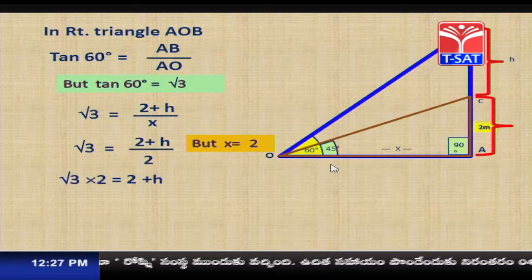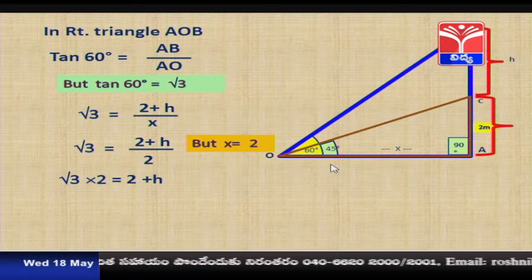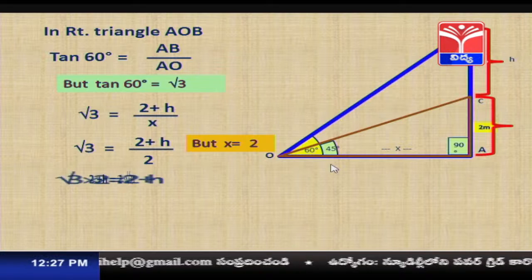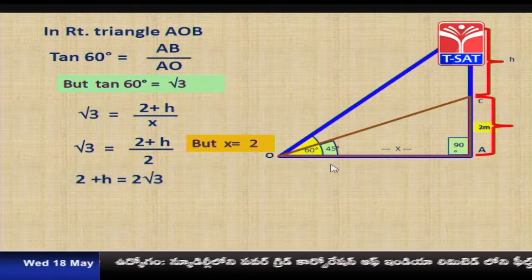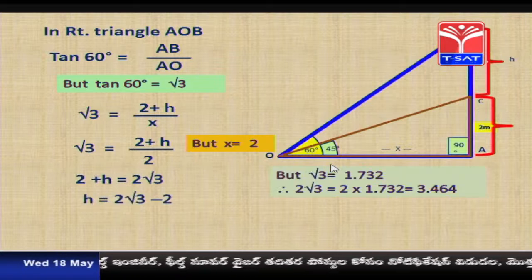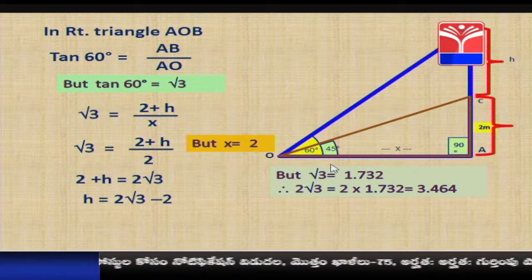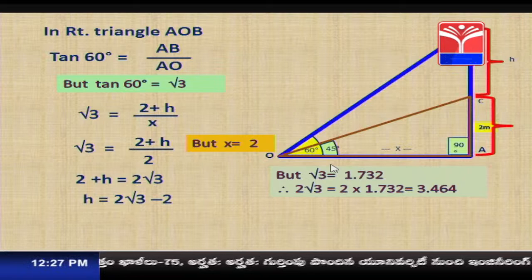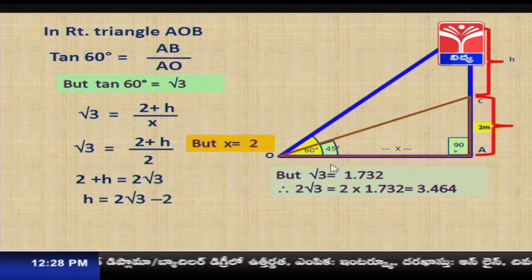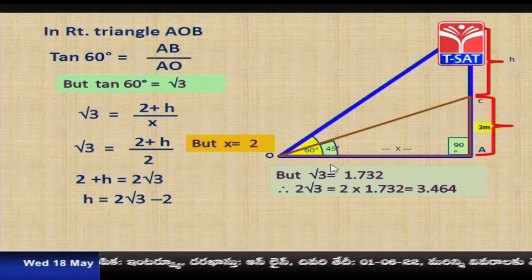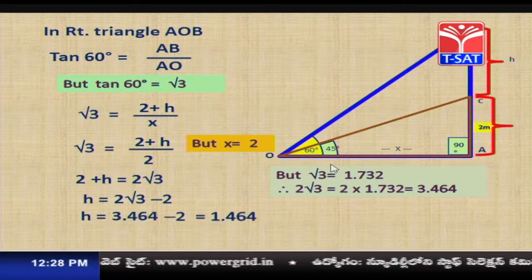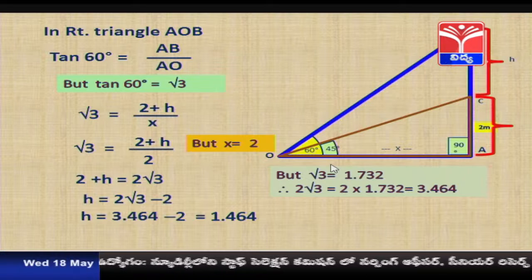So, I am going to multiply root 3 into 2, which gives 2 plus h. When you multiply root 3 into 2, it becomes 2 root 3. Now, I am going to rearrange them. So, 2 plus h is equal to 2 root 3, h is equal to 2 root 3 minus 2. The root 3 value is approximately 1.732. Therefore, 2 into root 3 is equal to 2 into 1.732, which is 3.464. So, h is equal to 3.464 minus 2, which is 1.464. Are you clear, children?